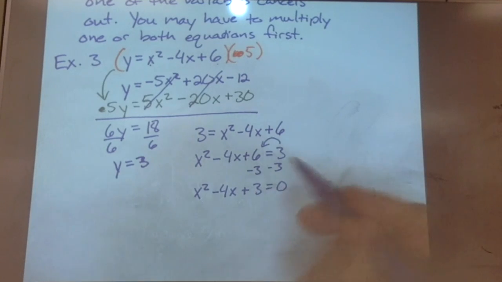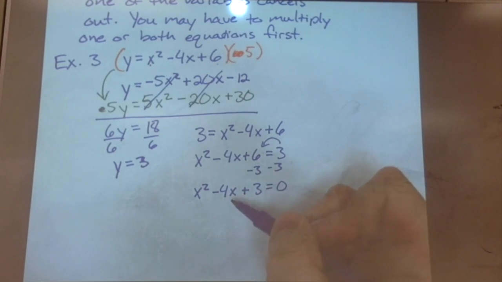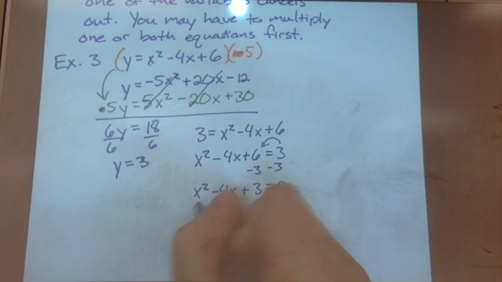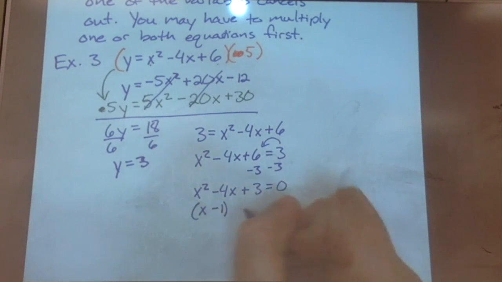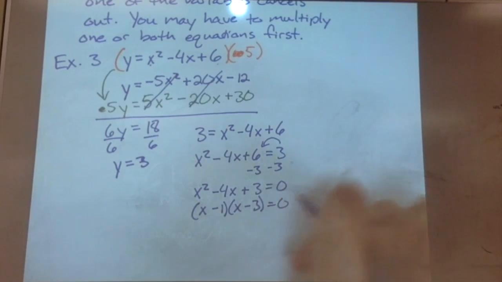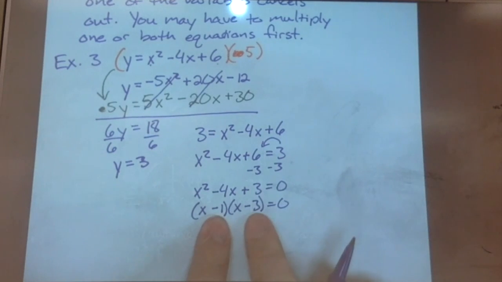Well, negative 1 times negative 3 is a positive 3, and negative 1 plus negative 3 is a negative 4. So, I can just separate this out to x minus 1, x minus 3 equals 0. Factor it out. And double check: negative 1 times negative 3, positive 3. Negative 1 plus negative 3 is going to be a negative 4.